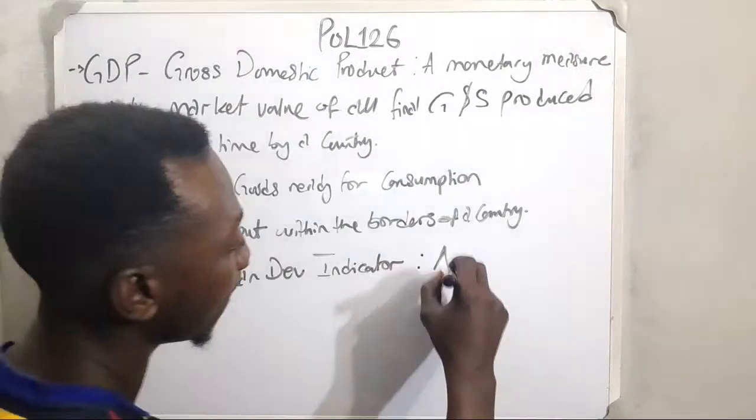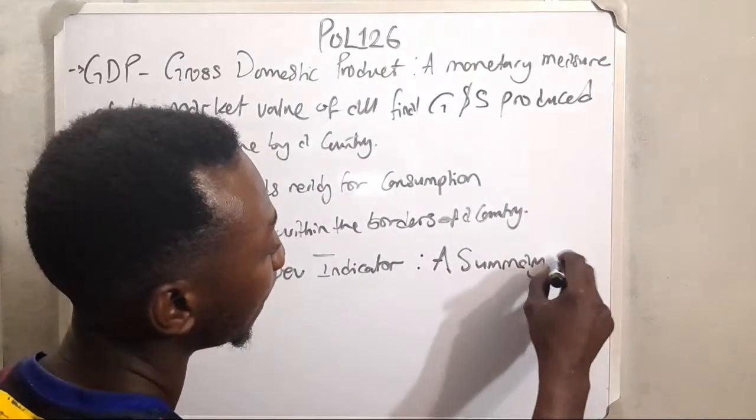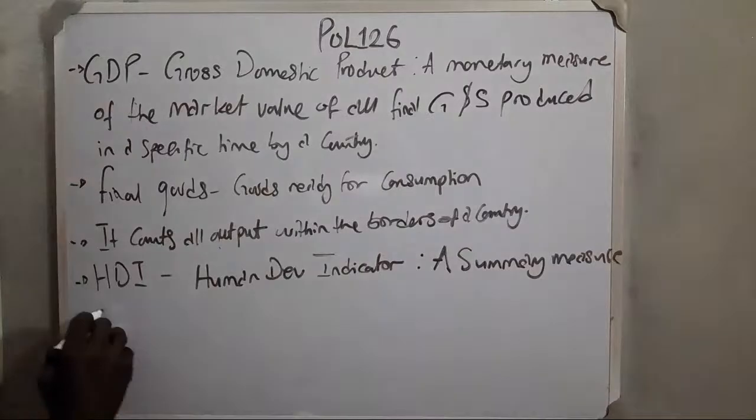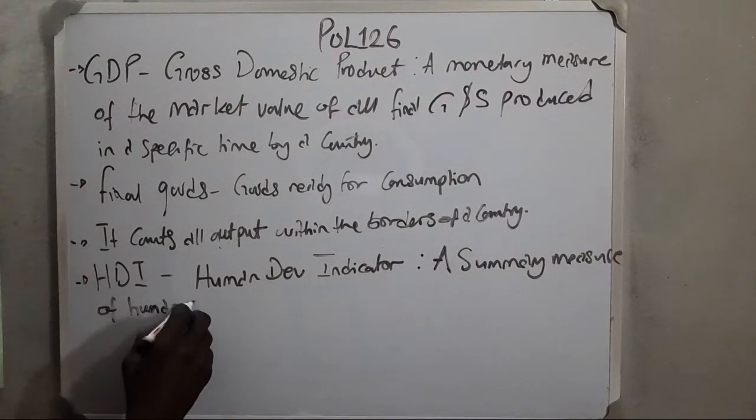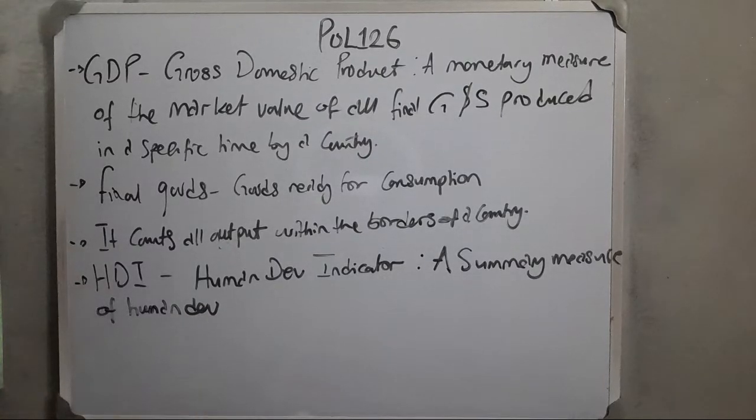HDI is a summary measure of human development. It is the summary composite measure of a country's average achievement. Now, talking about human development in a country, how do we get to know if human development has been achieved? It is in three basic aspects.